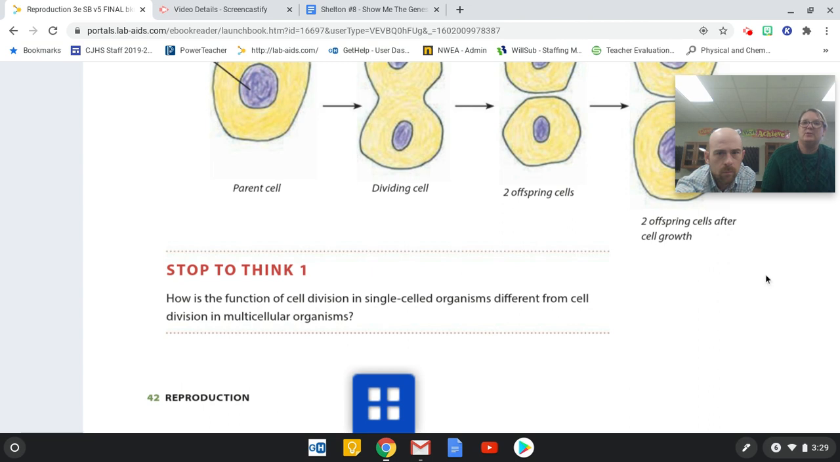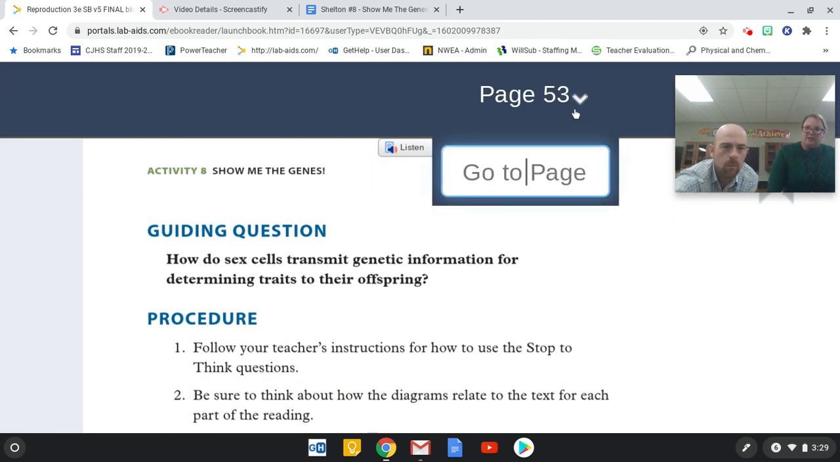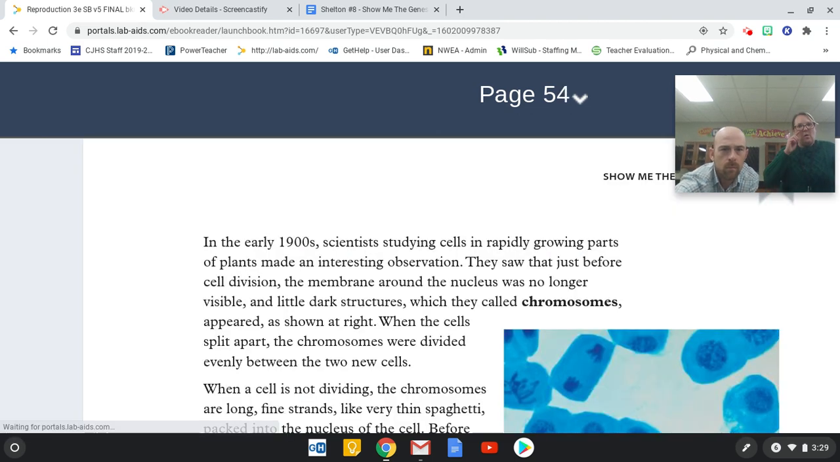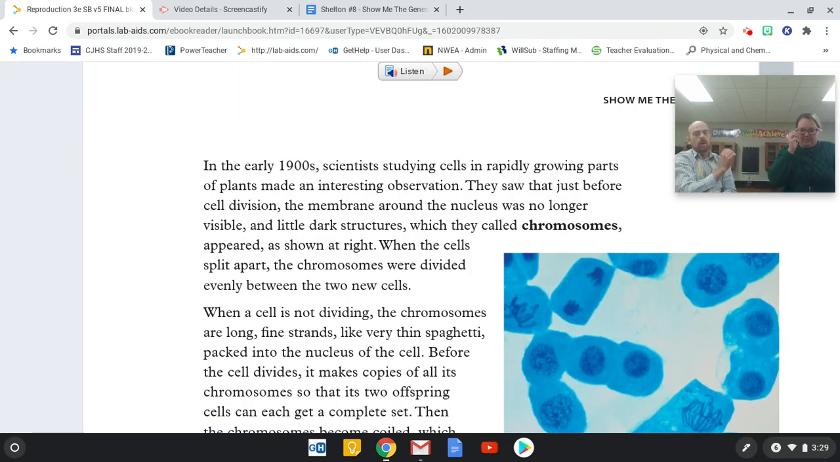Moving on now to the next part of the reading. You'll need to turn your page in your digital lab manual to page 54. So, in the early 1900s, scientists studying cells in rapidly growing parts of plants made an interesting observation. They saw that just before cell division, the membrane around the nucleus was no longer visible, and the little dark structures, which they called chromosomes, appeared, as shown at the right. So this is what we're talking about. The chromosomes are right there.